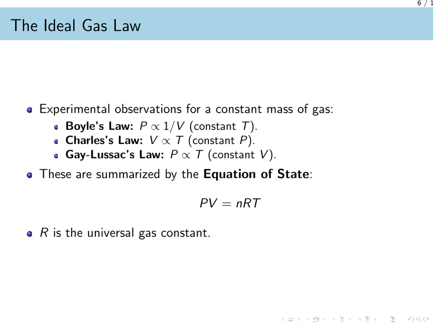We combine these into a single equation of state, which says that pressure times volume equals the number of moles times the universal gas constant times the absolute temperature, PV = nRT. This equation allows us to describe the physical state of a gas sample by relating these 4 variables.